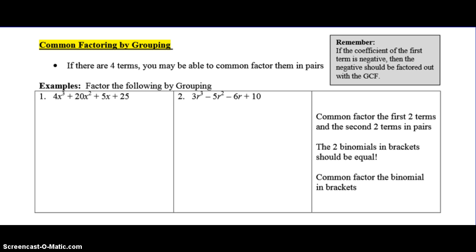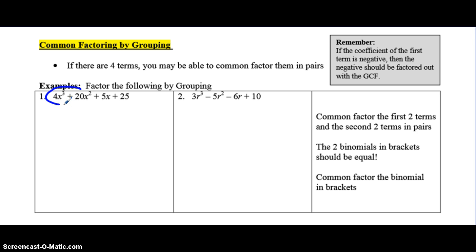And the second part to common factoring is what is called common factoring by grouping. In this question, common factoring by grouping usually has 4 terms, and as you can see, the coefficients are 4, 20, 5, and 25. There's no number other than 1 that can divide into those 4 coefficients. And all 4 terms do not have an x, so you might think there is no greatest common factor. Well, let's take a look at this.